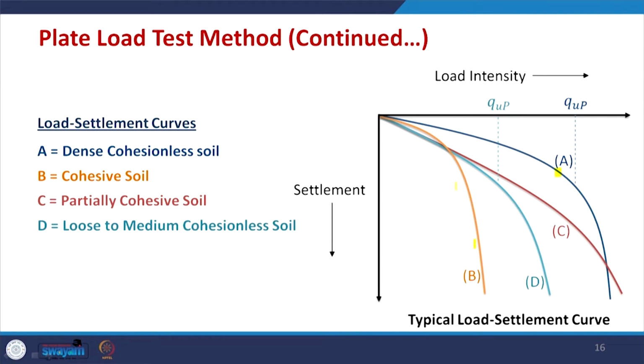Then, if we check for the same settlement, the load carried by A is quite higher compared to B. Then C and D are the intermediate cases. C is for partially cohesive soils and D is for loose to medium cohesionless soils.